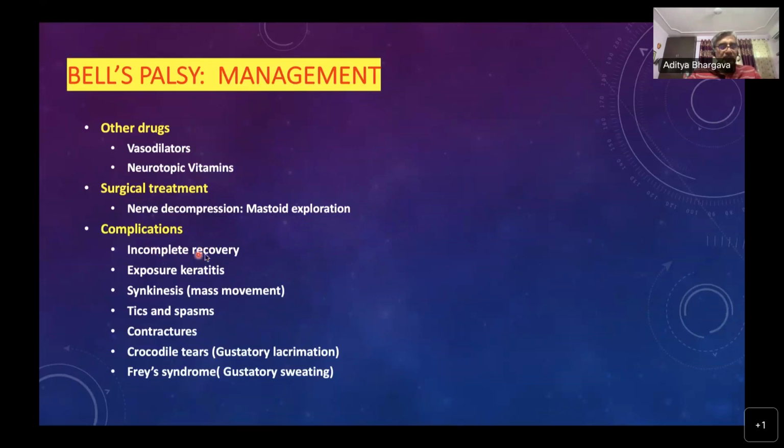Then there are complications: incomplete recovery, as I mentioned, exposure keratitis, synkinesis, mass movement. When the facial nerve regenerates, it supplies a lot of muscles. It goes to the wrong side. Mass movement will occur. Tics and spasms, contractures when we undergo unnecessary, untimely physiotherapy. Crocodile tears and Frey's syndrome. These are two very important things.